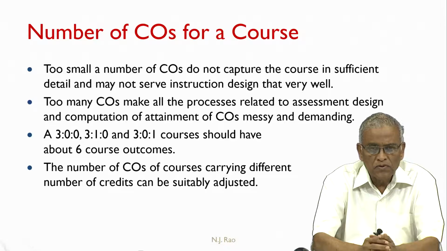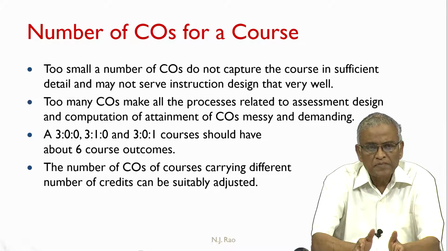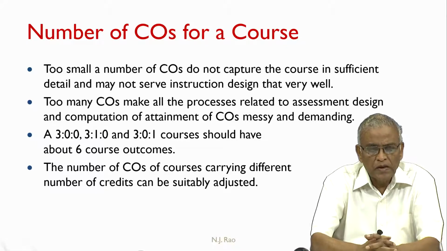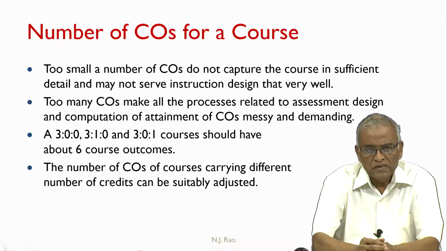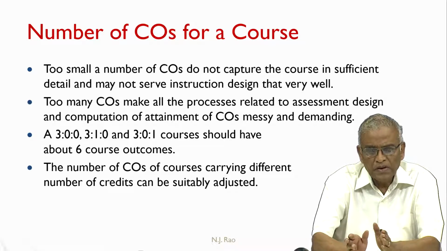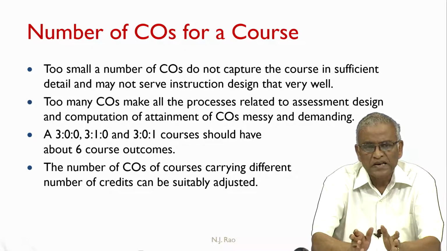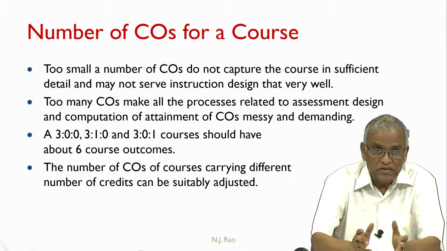So, if you do not write enough course outcomes, it may not serve much purpose. Broadly writing an aim of the course does not mean much. Too many COs is also not good. If you have too many COs, the processes related to assessment design and computation of attainment will start becoming messy and demanding. So, what is the number?